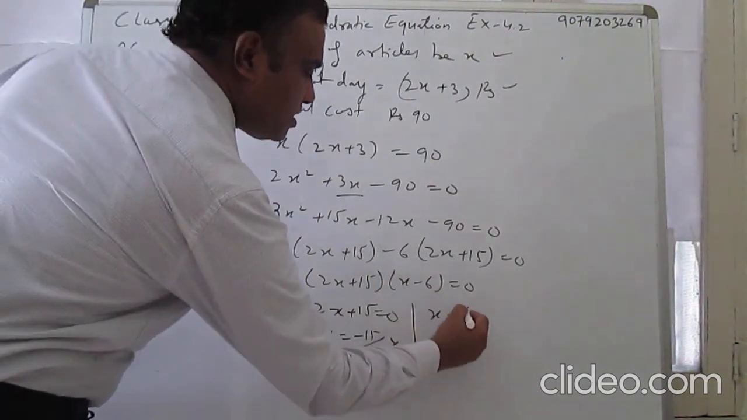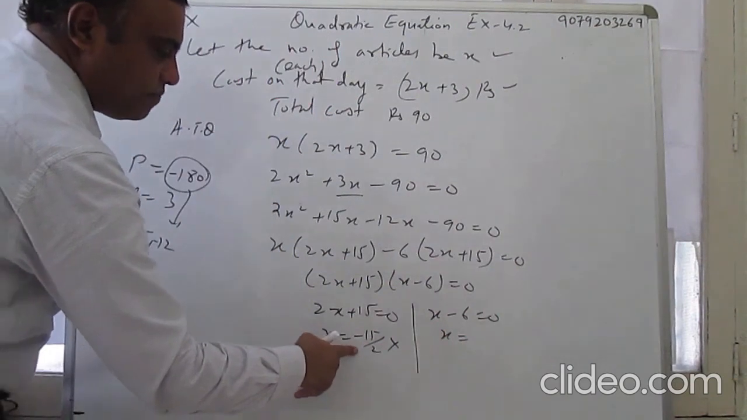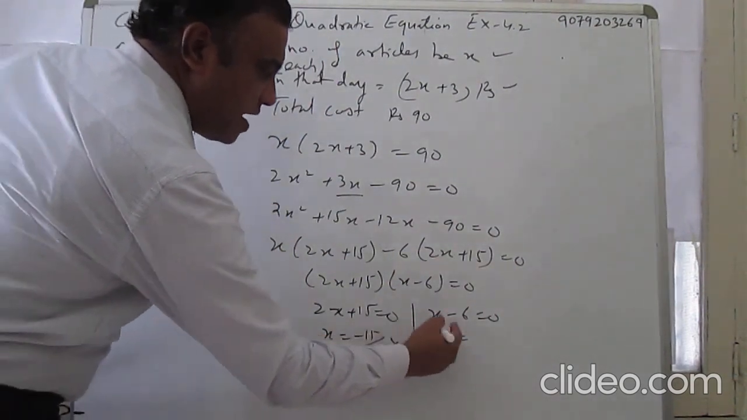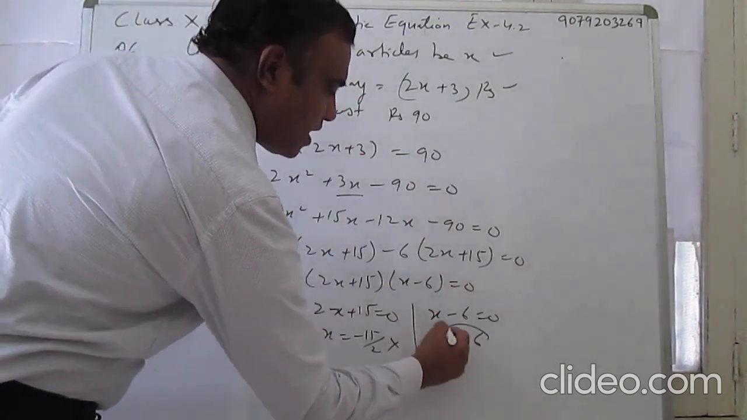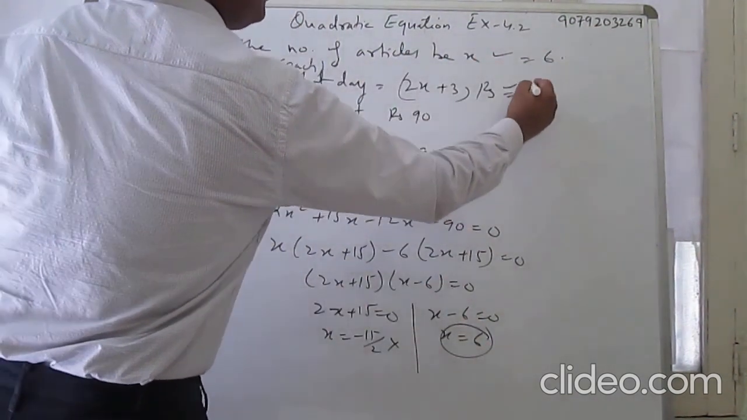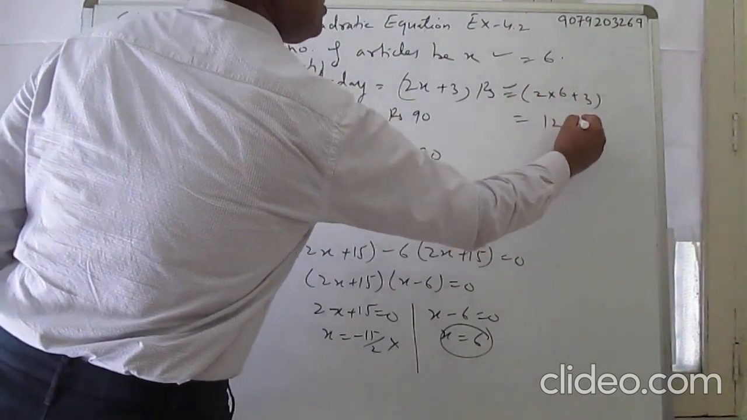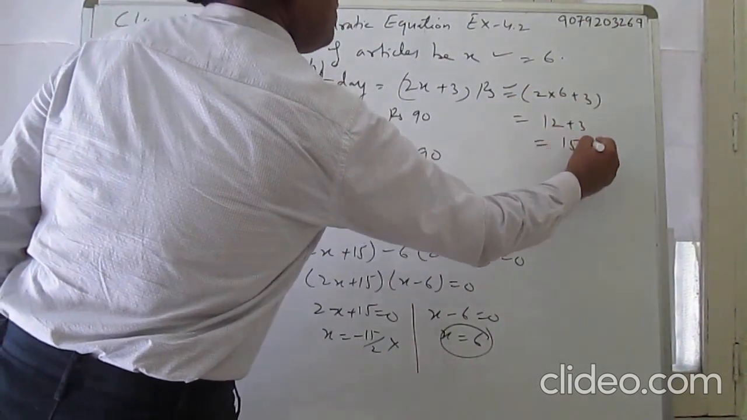So x minus 6 is equal to 0, so x is equal to 6. Number of articles is not negative, so we will not take the other value. So x is equal to 6, this is the number of articles. So number of articles is equal to 6 and cost is equal to 2 into 6 plus 3. It is 12 plus 3 is equal to 15 rupees.